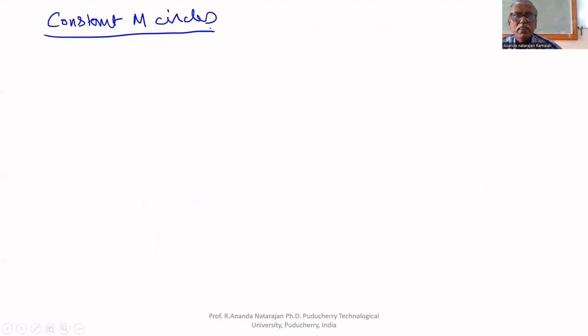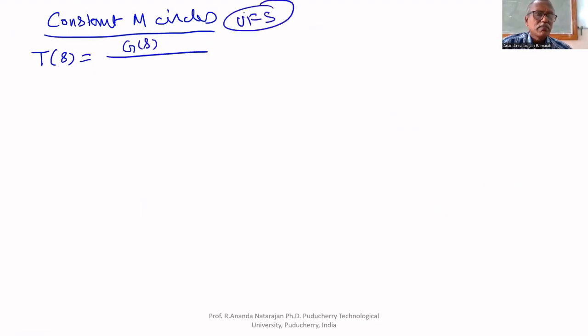Constant M circles. We know, suppose the closed loop transfer function T of S for a unity feedback system equals G of S upon 1 plus G of S.